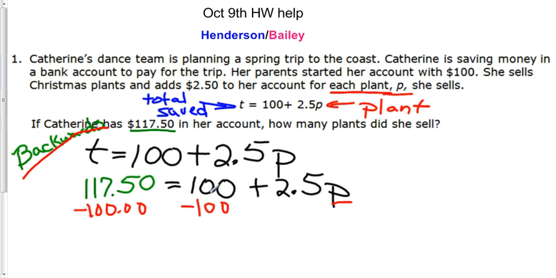You're combining the 100 and the negative 100, and that went away. That's only leaving us with $2.50 per plant. But what that 100 has done now is we have to take this $100 she already had saved away from the $117.50. So when I take care of that and subtract that off, that's only going to leave me with $17.50.